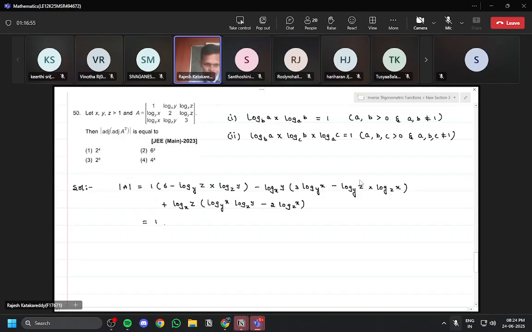1 into 6 minus 1 we get. This I can write as log z by log y. Log y by log z will get cancelled. 1 you will get. Now, if you multiply this one alone inside, you will get again minus 1 into 3 times of. If you multiply inside, same thing. Bases are interchanged, you will get 1 again.